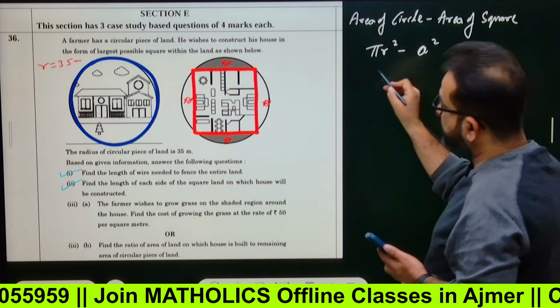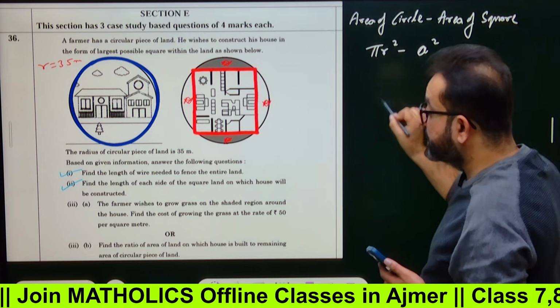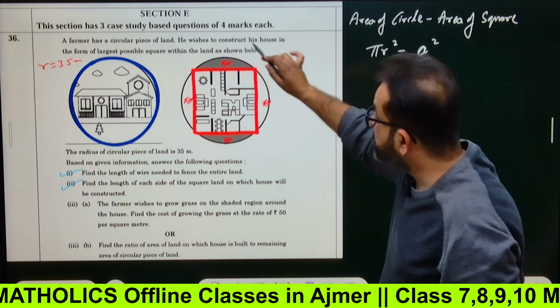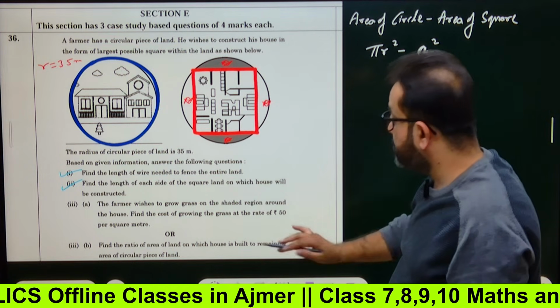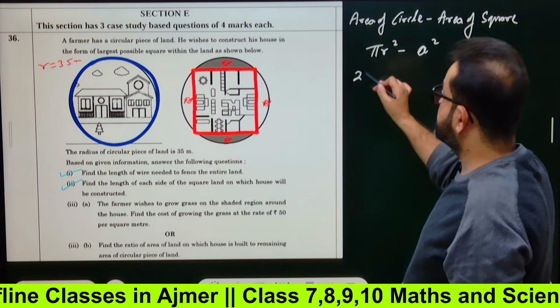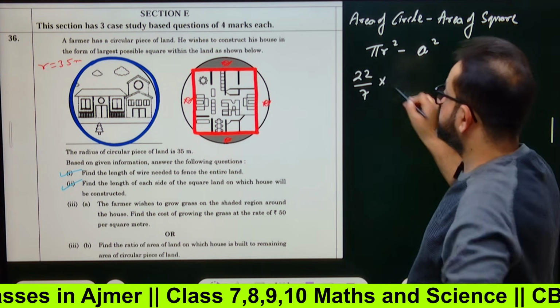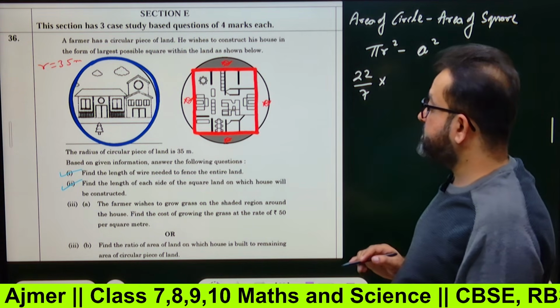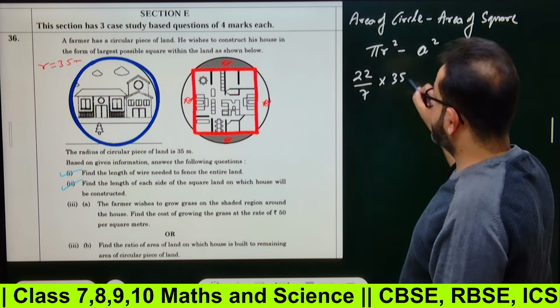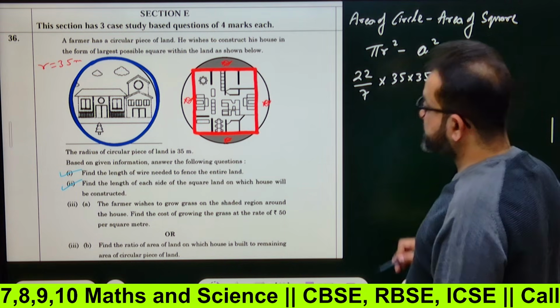Yes, pi r square would. Solve by using pi. See if the value of pi is given in the question. No, so you have to write 22 by 7. So 22 by 7 into what is radius? It was given 35. So 35 into 35 minus what is side of square?